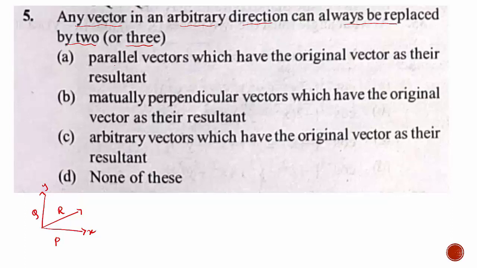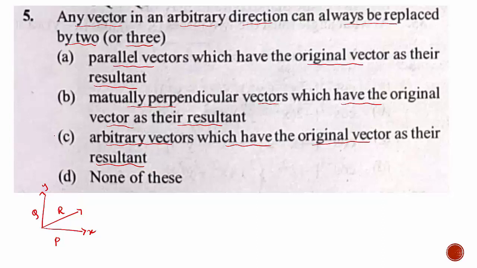Option A, parallel vectors which have the original vector as their resultant. Second, mutually perpendicular vectors which have the original vector as their resultant. Third, arbitrary vectors which have the original vector as the resultant. Option D is none of these. See here, they have given only one vector, and that one vector is replaced by 2 or 3. But which vectors: parallel vectors, perpendicular vectors, or arbitrary vectors with the original vector?